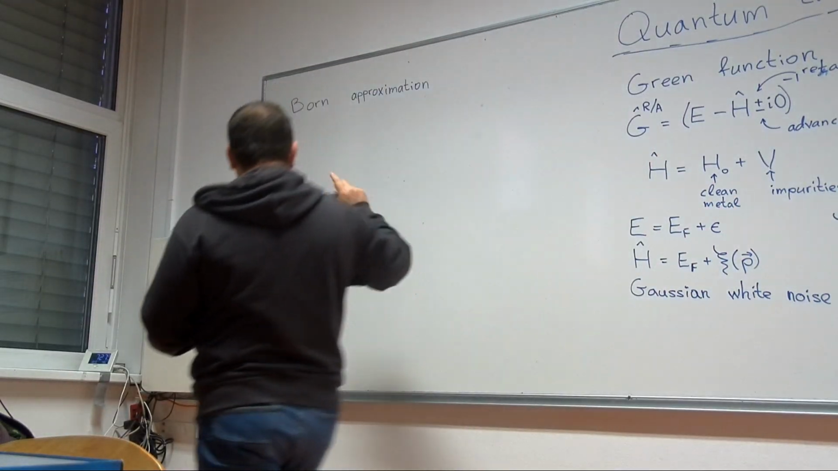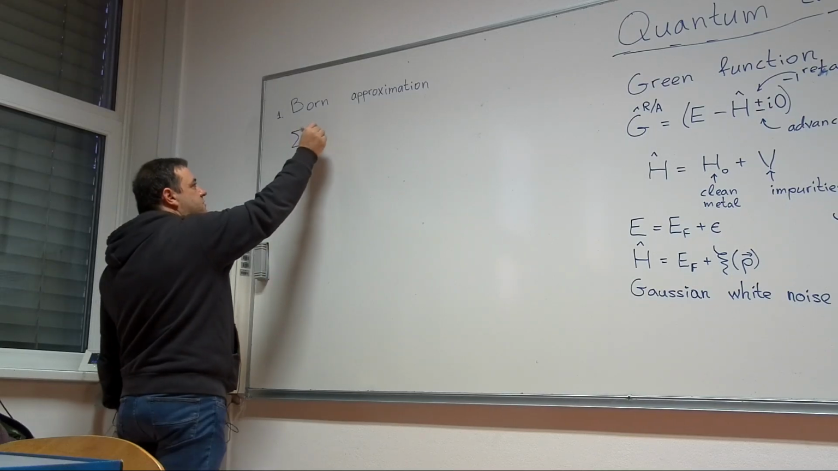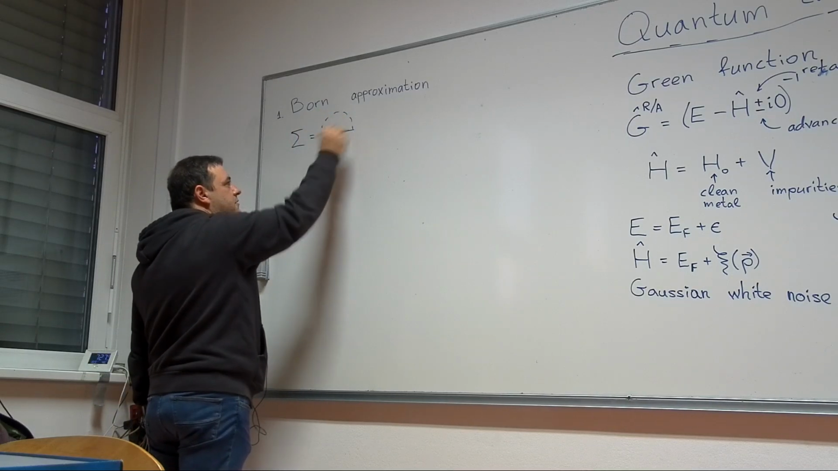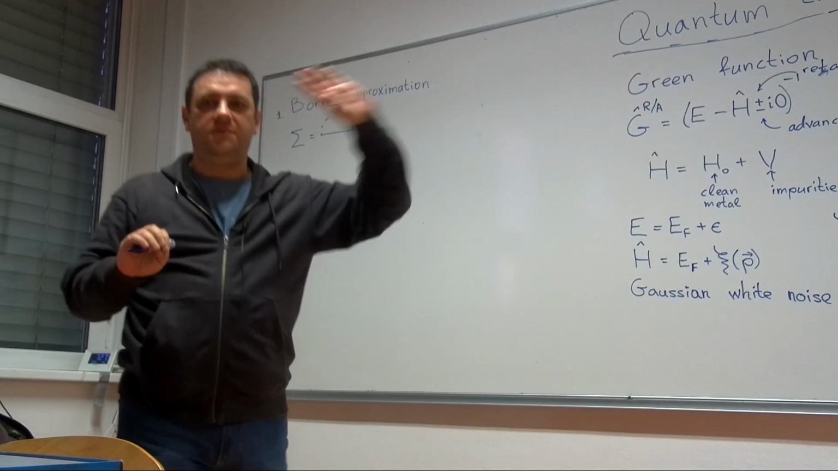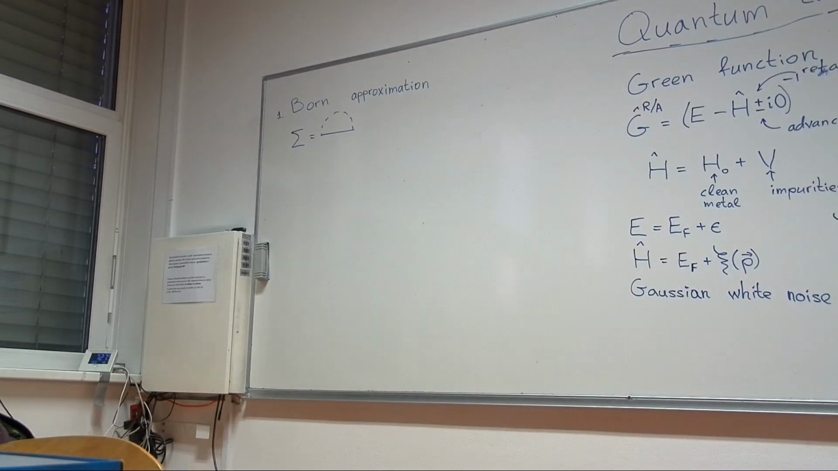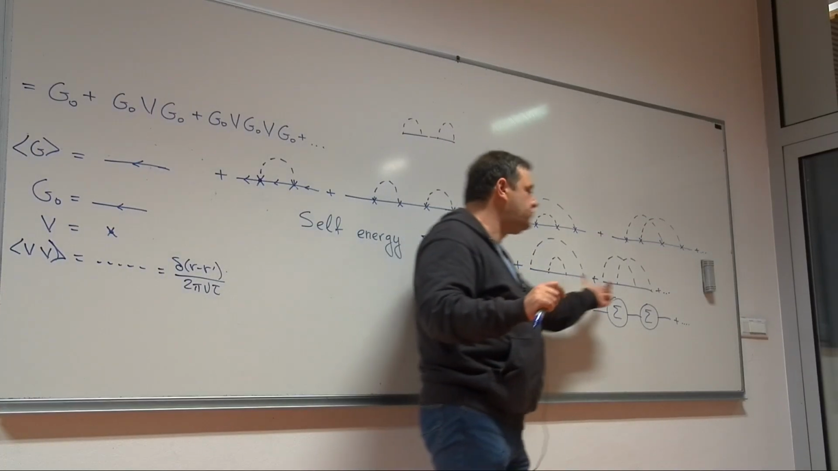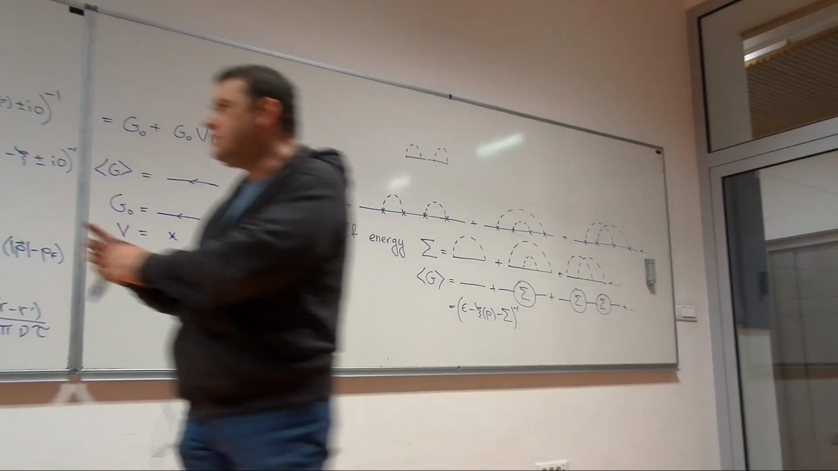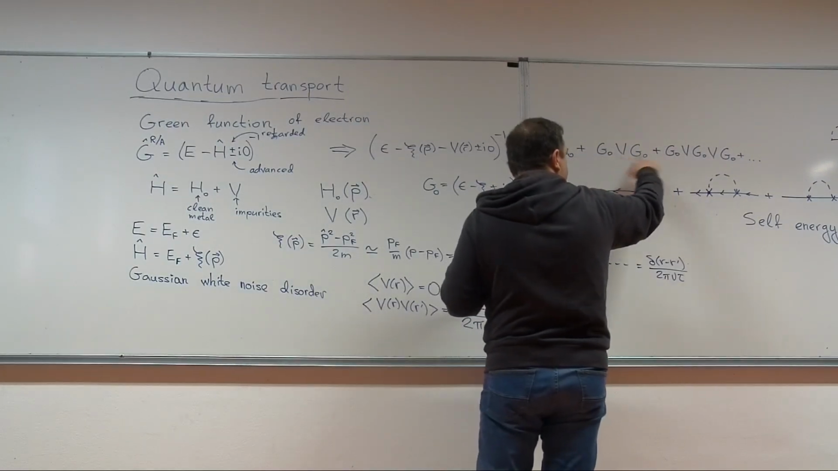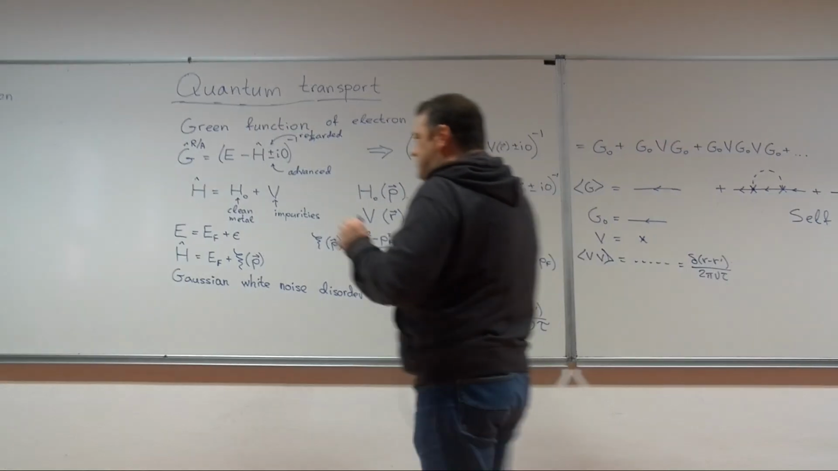Just watch. Born approximation is the following approximation. We take our self-energy, and we say self-energy equals this diagram, and that's all. All other diagrams are thrown away. In some sense, it means we are trying to say that each dashed line is a small thing. If we have only one dashed line, it's one, but if we have two, it's already much smaller. If we have three, it's even smaller. It's the same perturbative approximation as we used here. We assume that V is a weak correction.